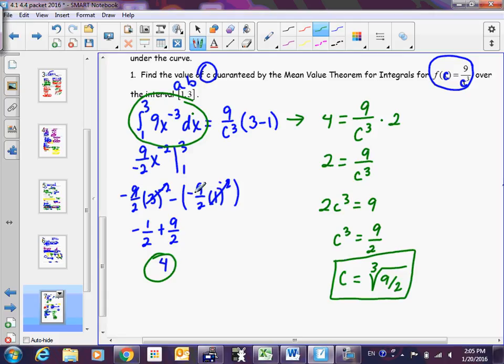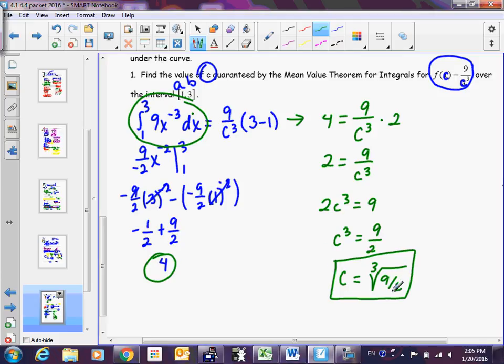So let me just repeat the process, since some of you are still writing down and letting it sink in. We used the formula. We plugged everything in. We solved the definite integral on the left and got 4. So I replaced that definite integral with 4. Then I used algebra skills to get c by itself.